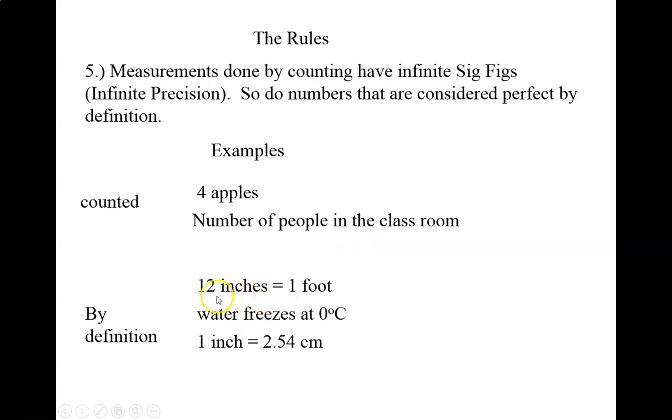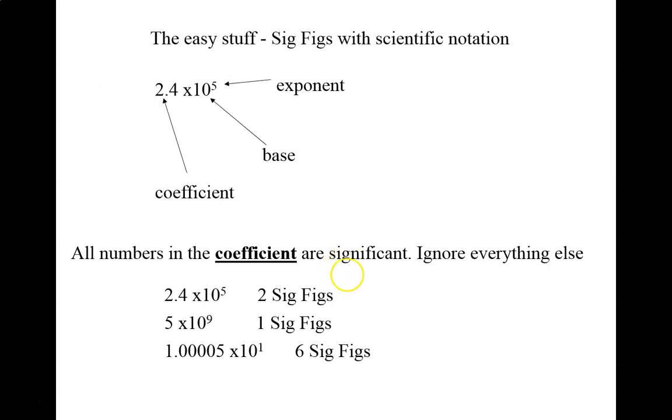12 inches in 1 foot, that's true by definition, so the 12 and the 1 both would have infinite sig figs. Water freezes at 0 degrees C is true by definition, so the 0 would have infinite sig figs. And this one doesn't look like it's true by definition, but it is, so that 2.54 actually would have infinite sig figs. Now, I'm not going to be tricky here. If something is like bowling balls, there's 7 bowling balls, that was obviously counted, so that number would have infinite sig figs.